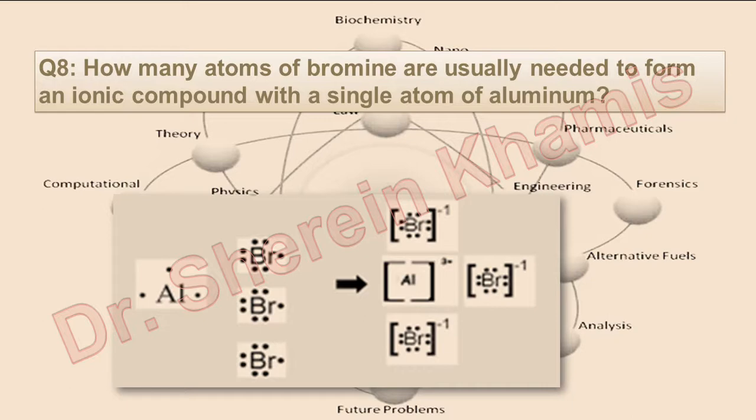So I make training. I said to you I will make training for how to write or how to draw the dot notation diagram for ionic bonds, and we must remember every question we have to do this to make the counting right. So the right answer will be 3 atoms of bromine can make an ionic bond with aluminium. Okay, let's go to question number 9.